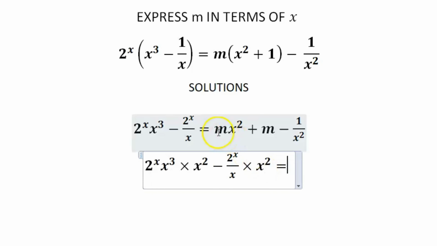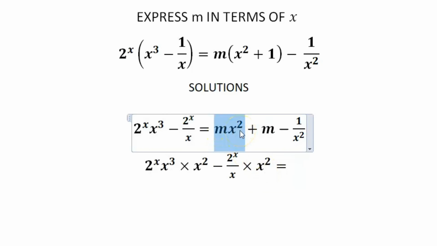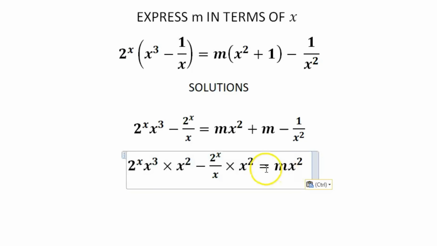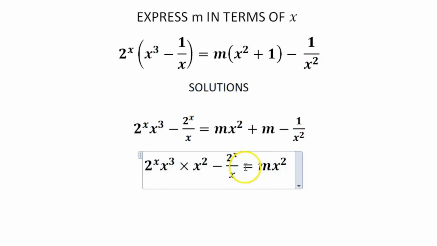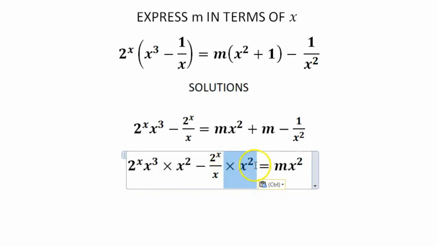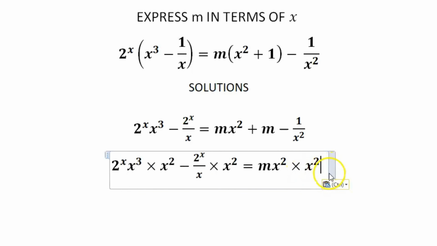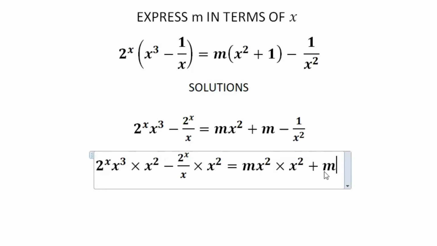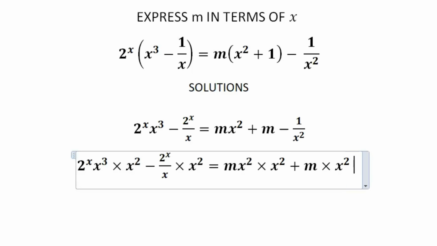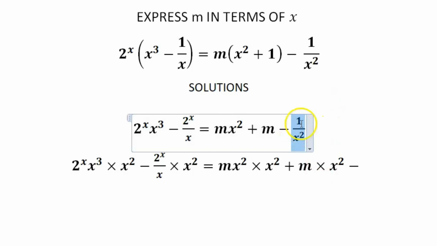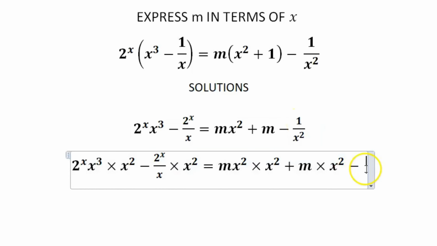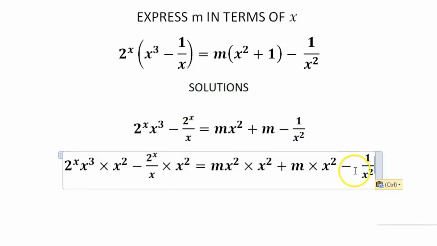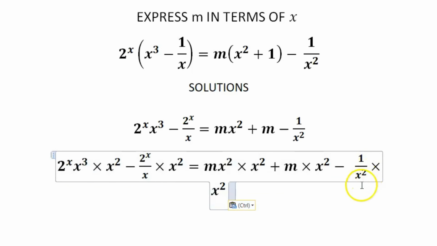Then we have equal to mx squared. We multiply that as well with x squared. So let's multiply that with x squared. We are multiplying all the terms by x squared. Good. And then plus the last two terms left, m also multiplied by x squared, and the last term minus 1 over x squared also by x squared. Good.